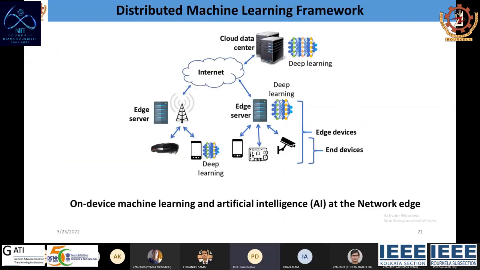Coming to another key enabler, we can see here it is on-device learning and artificial intelligence at the network edge. As the previous lecture was on, this is computing the resource allocation. This on-device machine learning, AI at the network edge, as you know, gives us a distributed machine learning framework here.